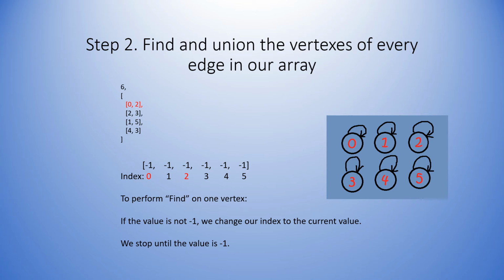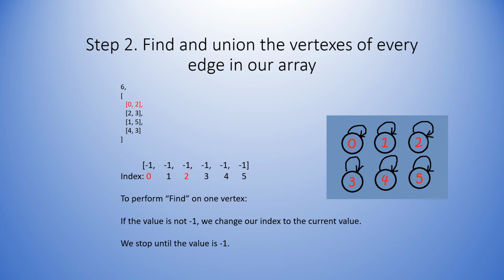Let's go back to our example. After we initialize the array, by the way, we call the array parent or array P in a short manner. We start to find the parent nodes of the two nodes of each edge. Let's begin with the first edge. 0 and 2 are in the first one. How do we find the parent node of 0? We just visit the index 0 in our parent array, and we see the value is -1. This means it is a root node before we have this edge in our graph.